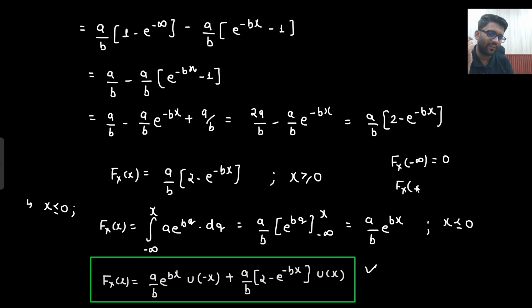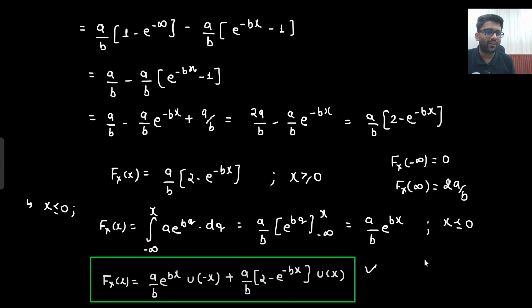And what is Fx of infinity? This particular expression is valid for x less than 0, and this one is valid for x greater than 0. So if I put x equals infinity, I care about this expression. If I put x equals minus infinity, I care about the other one. Here with minus infinity I get 0. Here with plus infinity I get 2a by b, since e to the power minus infinity would be 0.